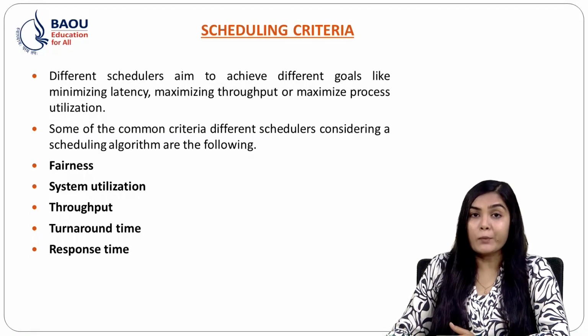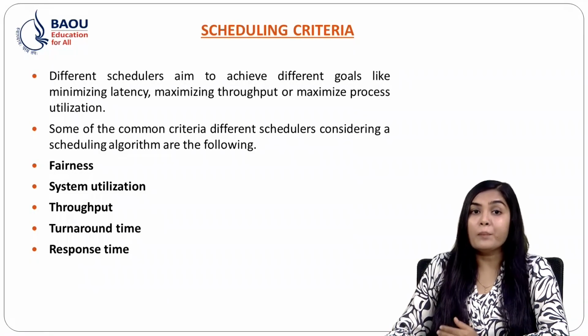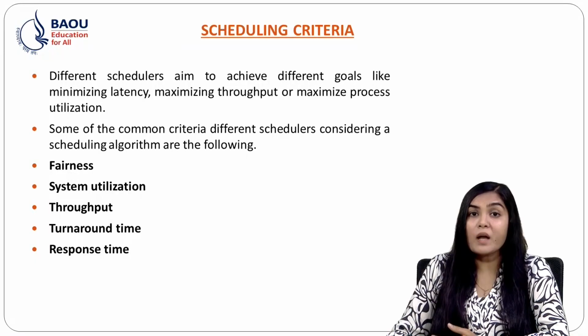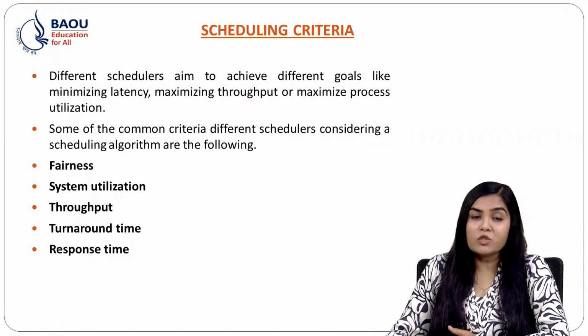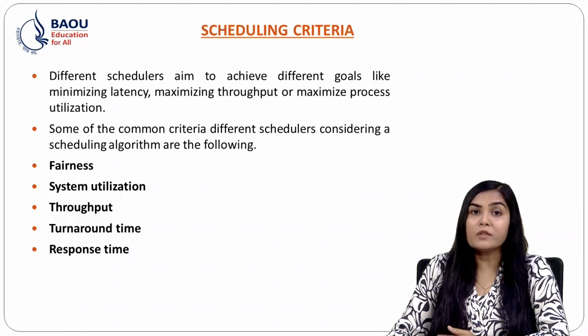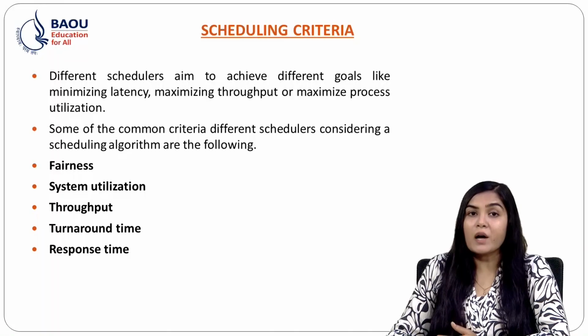Third one is throughput. Throughput is the number of tasks completed by a system per time unit. The system is required to finish as many processes as possible, though the actual number depends upon the length of the processes.